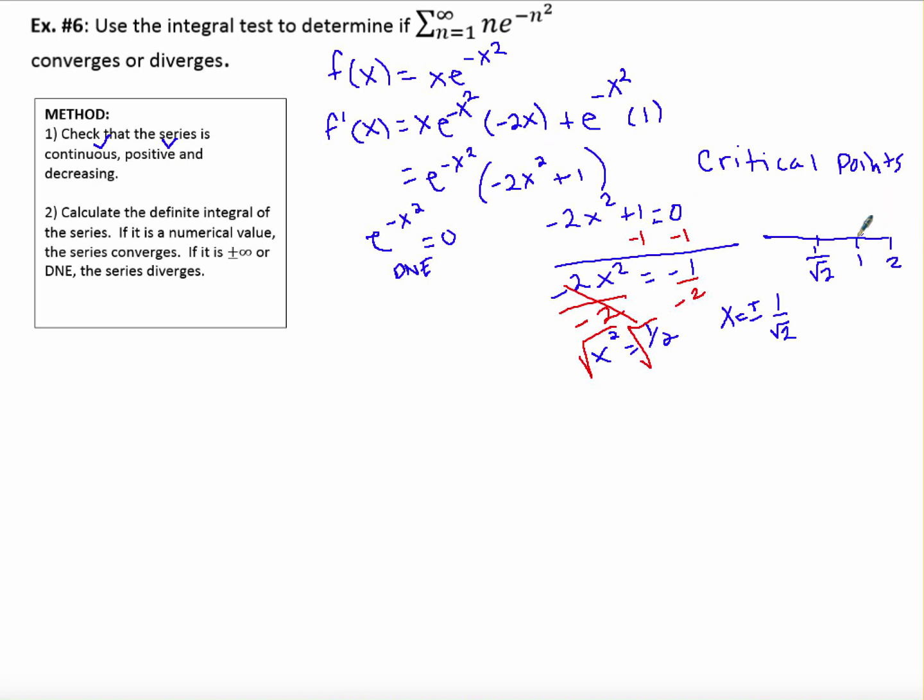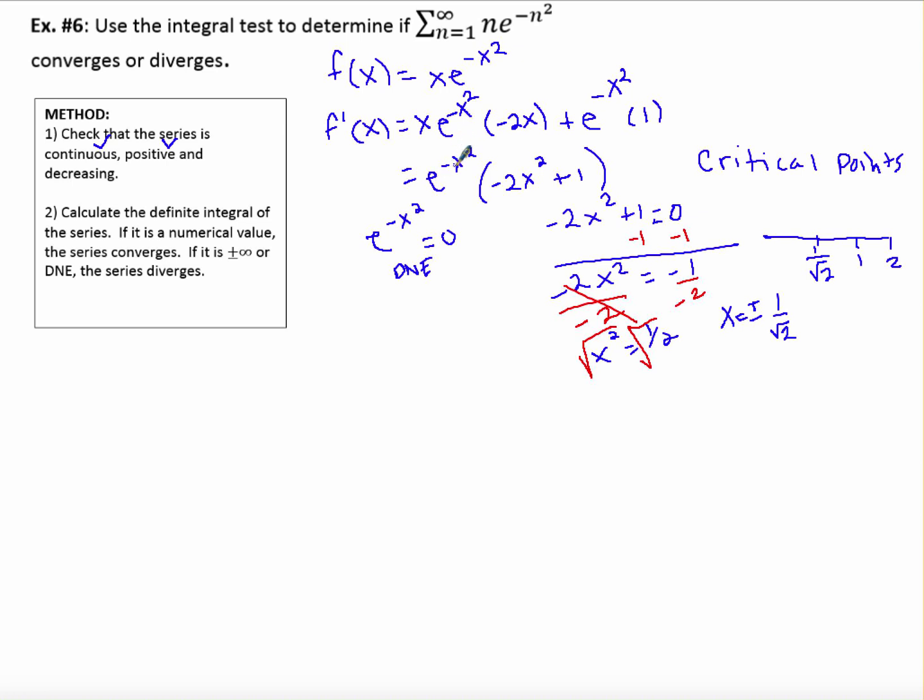Now, I don't care what the value is. I just want to know what the sign of it is, because if it's a positive result, then I know I have an increasing function and I can't use the integral test. But if I substitute one of these values in that's to the right of our critical point and I get a negative result, then that will tell me that we have a decreasing function. So I just subbed in 2 and I'm just thinking about it. I'm not actually substituting it in.